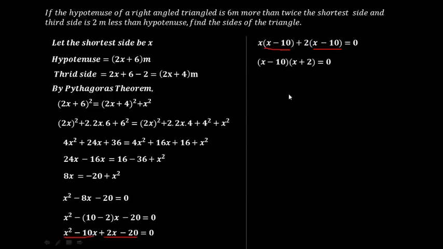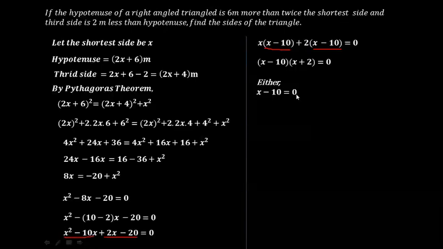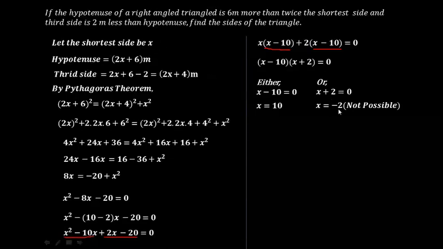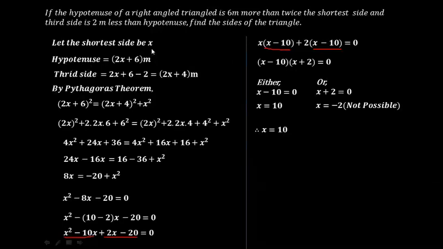So now we are going to get two values of x. Either x minus 10 is equal to 0, therefore x is equal to, when minus 10 goes this side, plus 10, or x plus 2 is equal to 0, when plus 2 goes this side, it is minus 2, which is not possible because we are calculating a length, and length cannot be negative. Therefore the shortest side is 10 meter. That means the value of the shortest side is 10 meter.